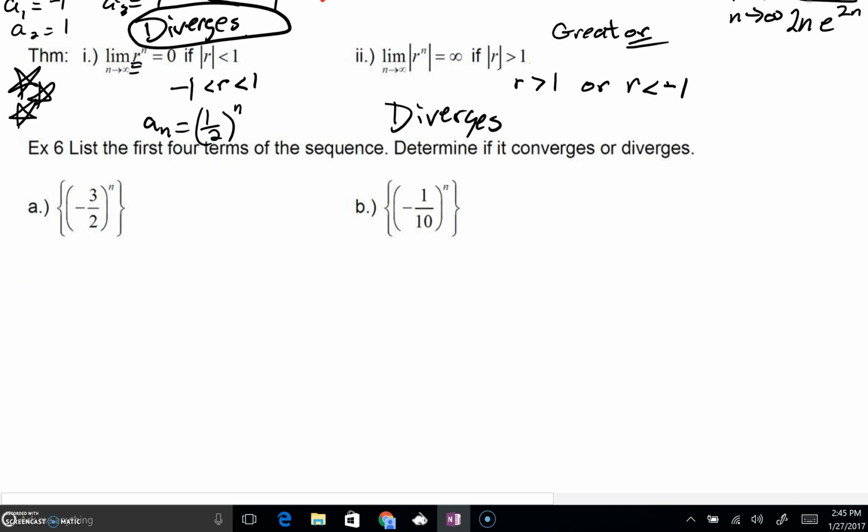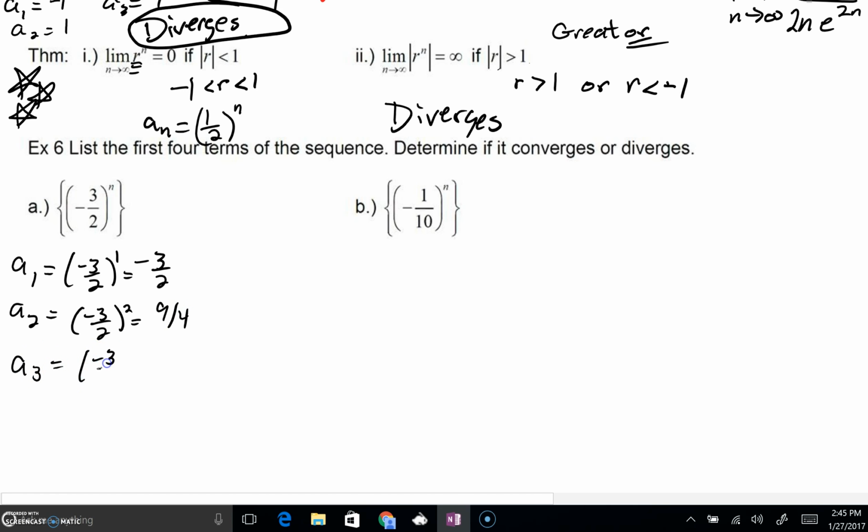Okay, so let's take a look right here and see what's going on. Number 6, they just want us to list the first 4 terms for 6a. So negative 3/2 to the 1, well, that's negative 3/2. Here I've got negative 3/2 to the 2. That's going to be 9/4. A sub 3, you get negative 3/2 to the 3rd. You get negative 27 over 8. A sub 4, you'll have negative 3 to the 4th. Wow, that's 81. 2 to the 4th is 16. So yes, you are alternating between positive and negative values.